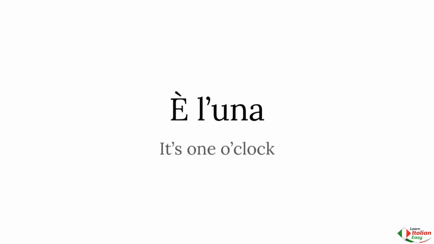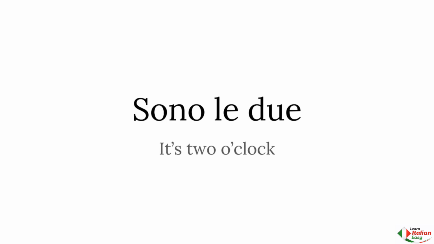But then something changes. For example, it's 2 o'clock. It's 2 o'clock is sono le due. So why do we use sono and not è anymore? Because it's 2. So 2 is more than 1. So you need to use the plural form. Okay? Is it clear? Sono le due.